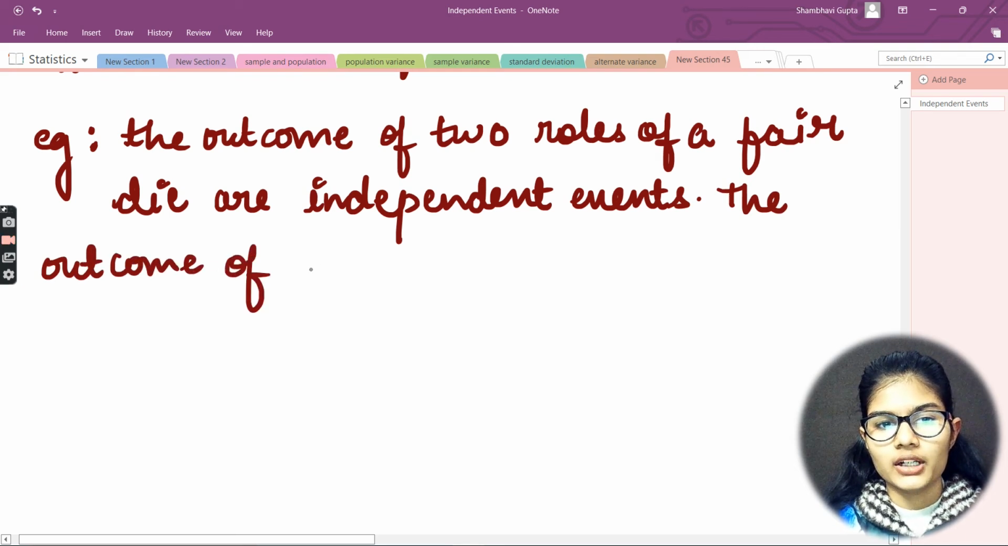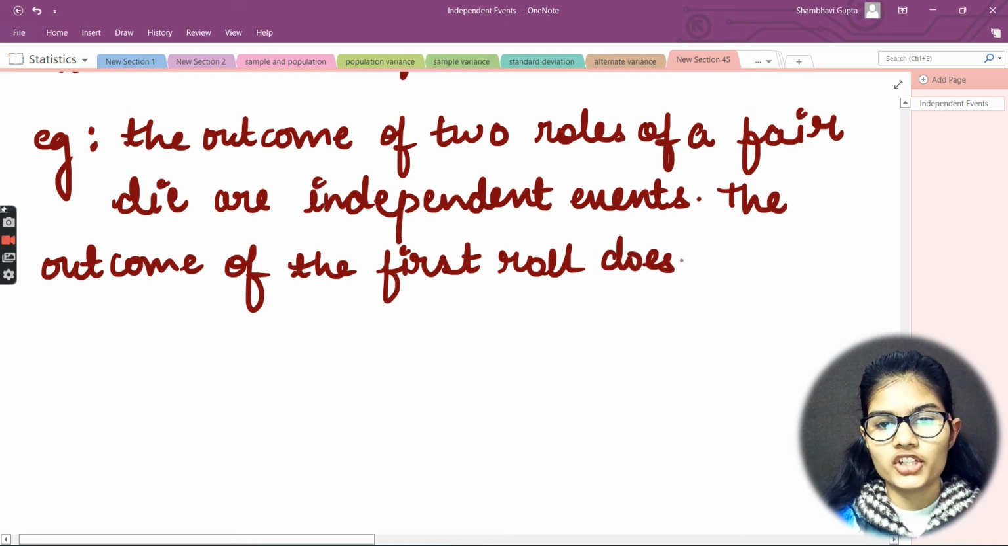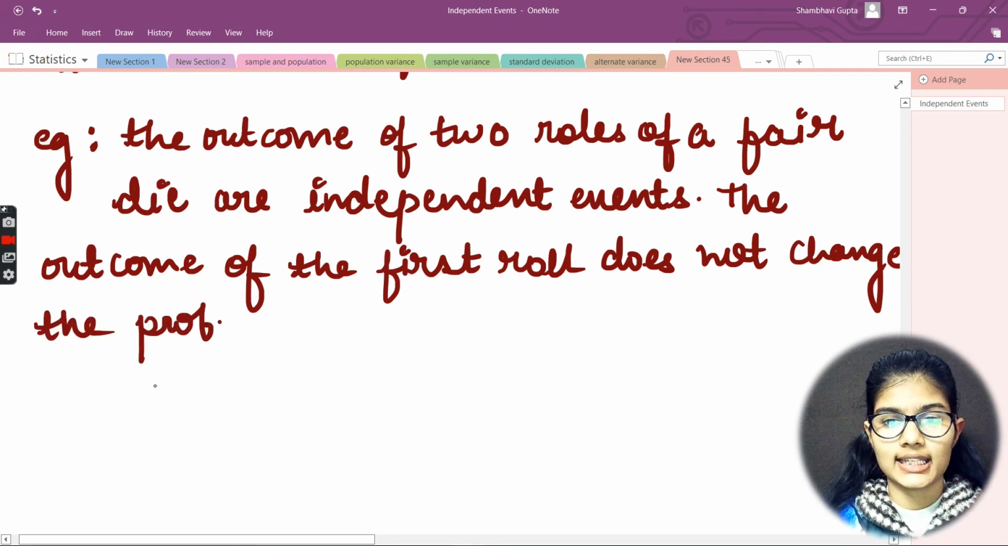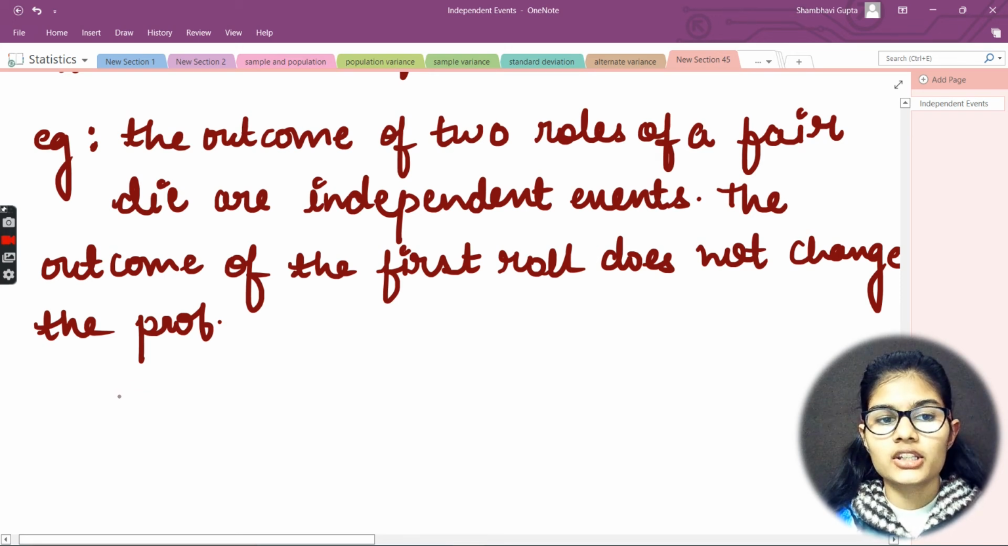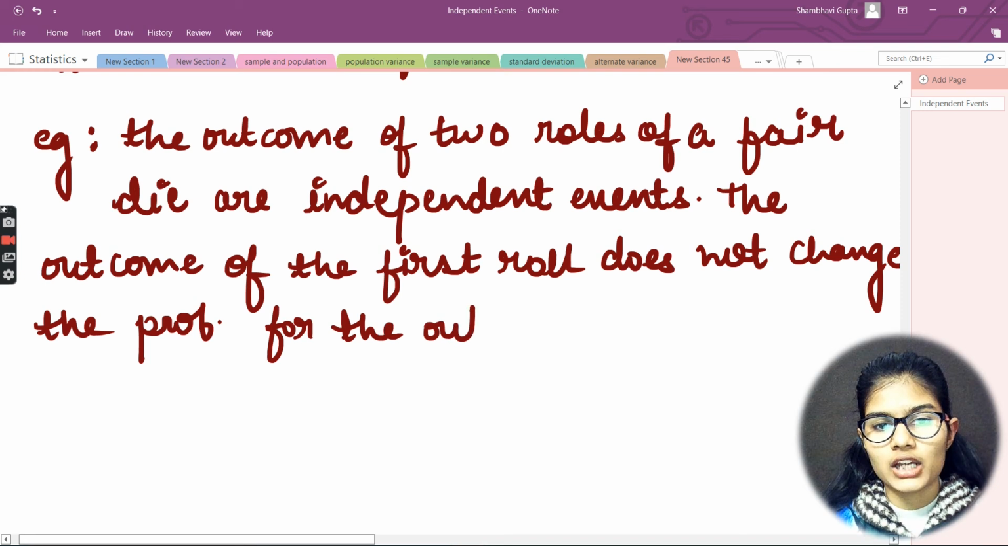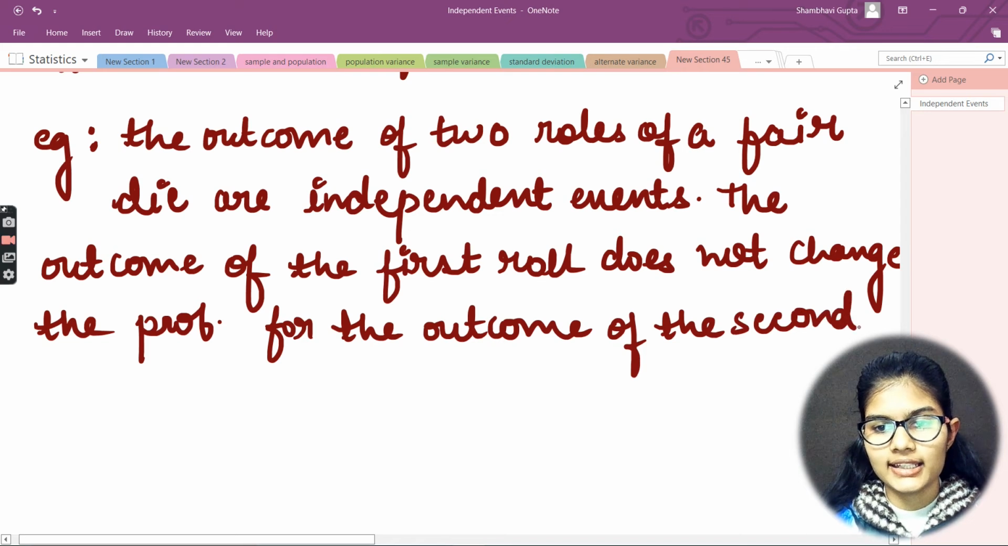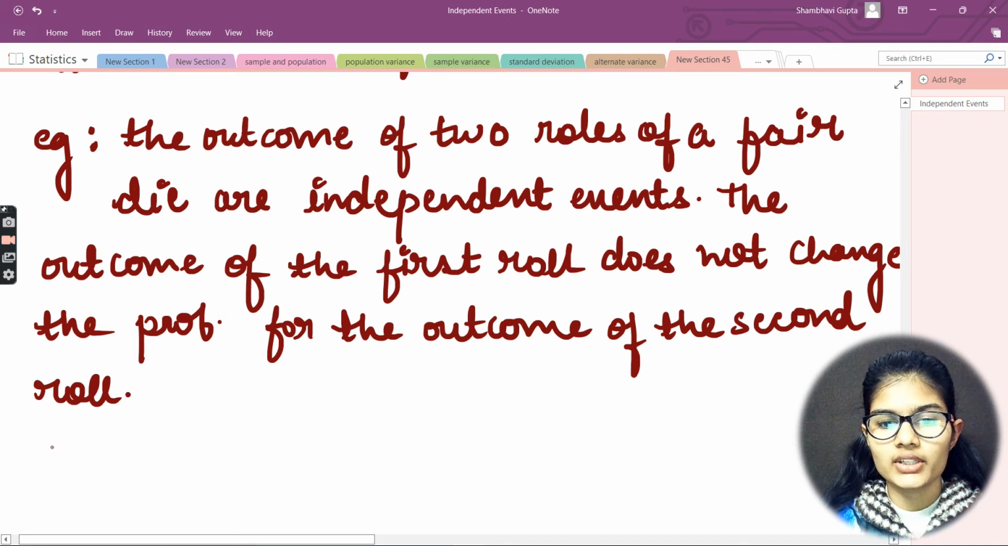The outcome of the first roll does not change the probability for the outcome of the second roll. I am simply writing this, and it actually refers to probability only. Make sure you remember that. So the outcome of the first roll does not change the probability for the outcome of the second roll.